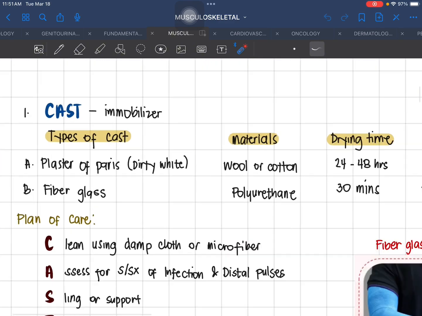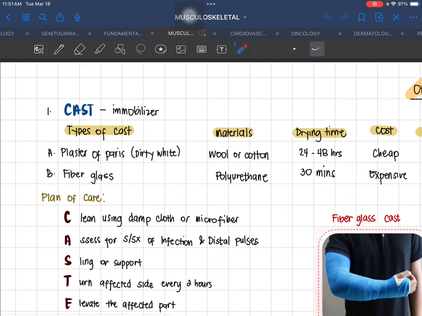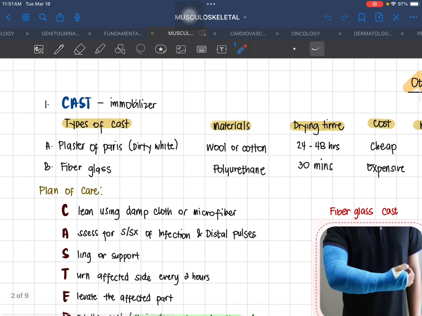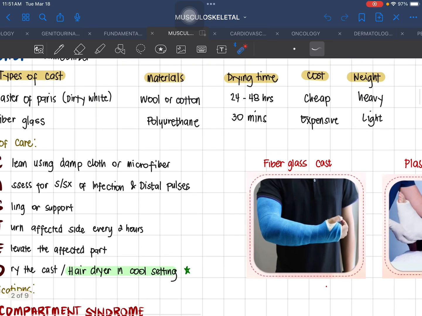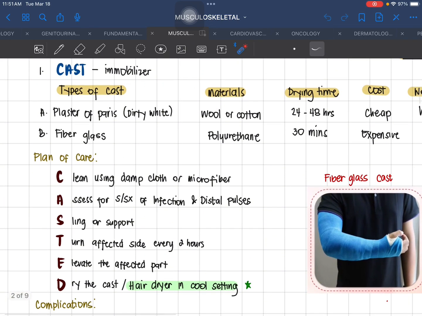So, eto. Meron dalawang types ng cast. We have plaster of Paris and fiberglass. So, ito yung example ng plaster of Paris. Ano siya? Puti. Ito, may iba-iba siyang kulay. So, plaster of Paris is dirty white. Ito kasi, parang iba-iba kulay natin. Can be blue, pink, green. So, sa material ng plaster of Paris, they use wool or cotton.